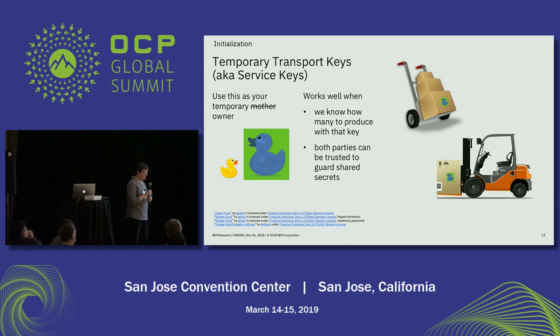Another style of initialization of these three styles is using transport keys. Transport keys are very common in the credit card world, smart card world, and it's very common in IoT devices, where there are a very large number of devices. They move from a manufacturer to another step in the supply chain, and those two parties share a key. And only those two parties know what the key is.